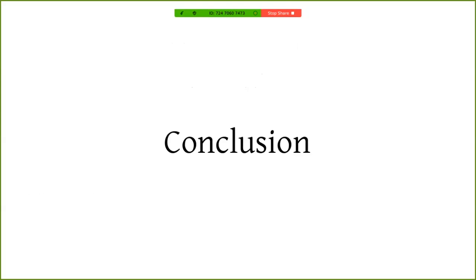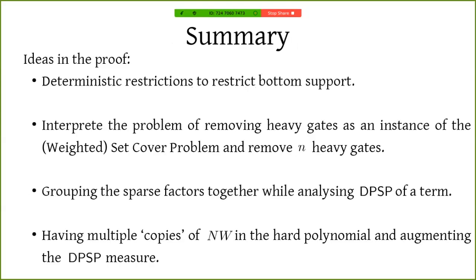Now let me conclude by quickly recapping all the key ideas that we used to prove our result and then mentioning some open problems. The ideas that we use in our proof are the following. We use deterministic restrictions to reduce the bottom support of a depth 4 circuit. The reason we do this is to better control the effects of these restrictions on a hard polynomial. We interpret the problem of removing heavy gates from a circuit as an instance of the weighted set cover problem and remove n heavy gates.